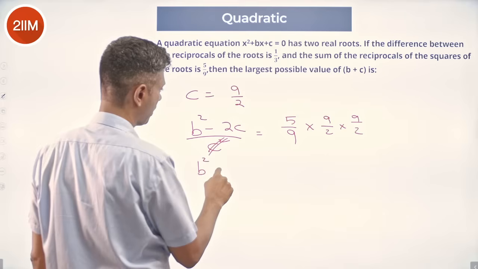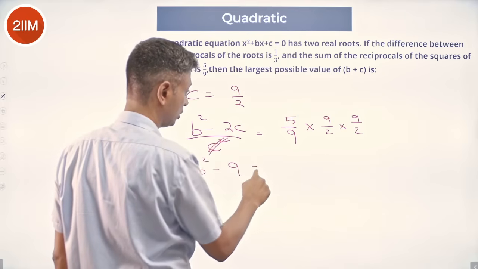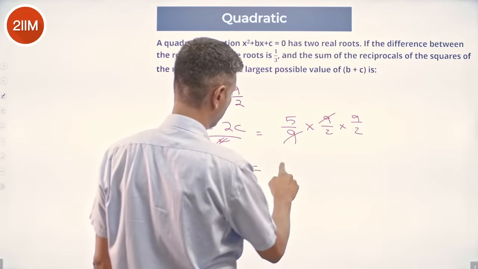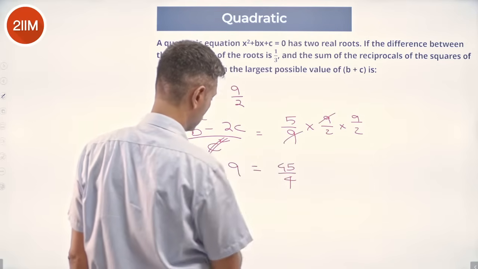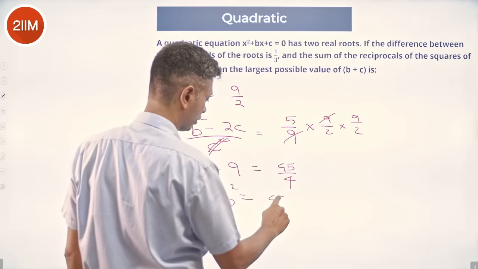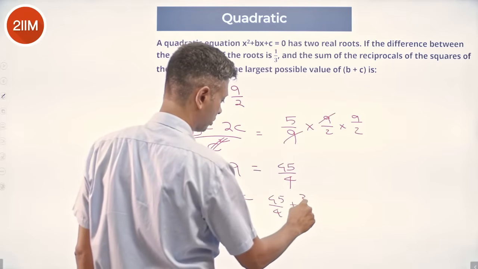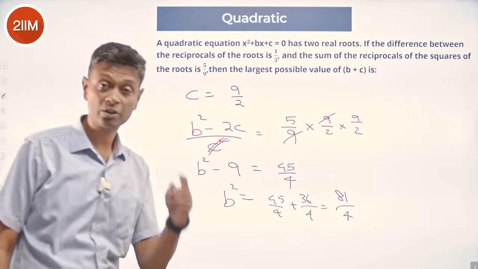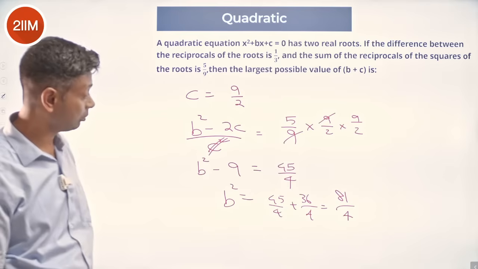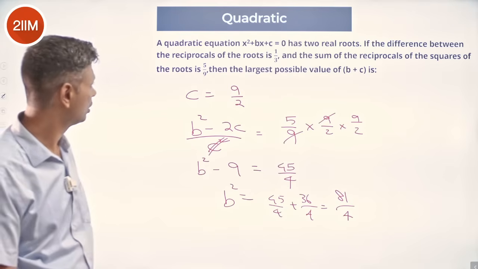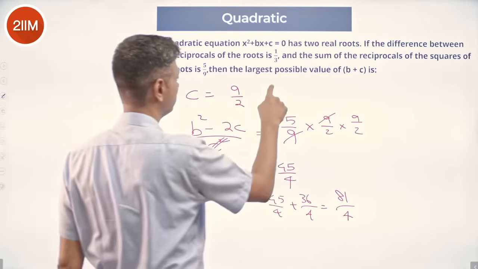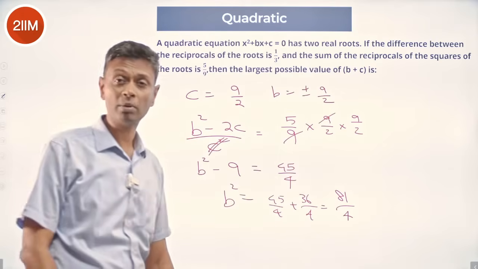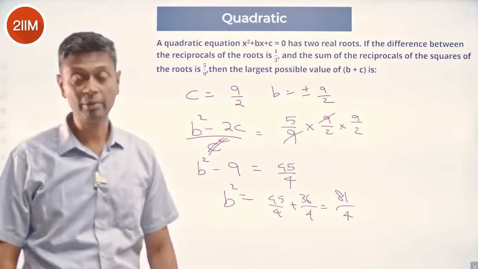B square minus 9 equals 5 into 9, 45 by 4, or b square equals 45 by 4 plus 36 by 4, which is 81 by 4, or b is plus or minus 9 by 2, either 9 by 2 or minus 9 by 2, one of the two. So c is 9 by 2, b is plus or minus 9 by 2. Want the largest possible value of b plus c, 9 by 2 plus 9 by 2, just 9.